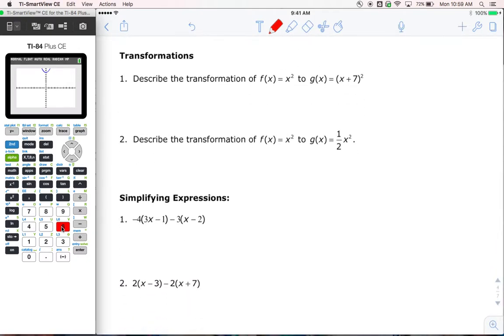Describe the transformation of f of x equals x squared to g of x equals (x plus 7) squared. So again, just in my calculator, we're going to type this in. Y equals x squared for the original, and we know that this is the parent function, goes through the origin, and the new one is going to be x plus 7, and then we're going to square it. So let's see that graph. Okay, looks like we moved left 7.